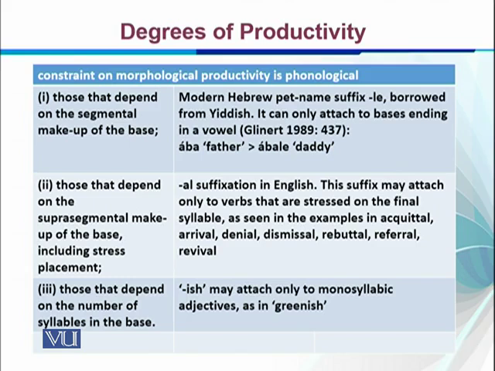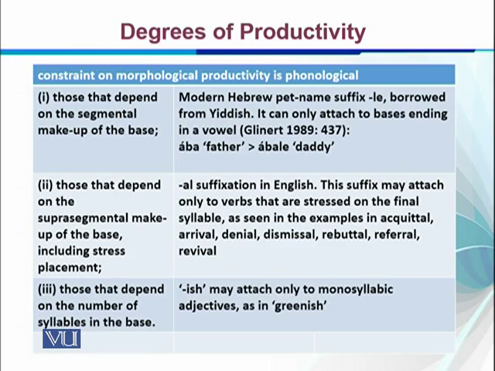Similarly, second, those that depend on the suprasegmental makeup of the base, including stress placement. Sometimes the suprasegmental features, the features superimposed on a base like stress, determine whether the word is to attach with a certain segment or not. Suffixation in English is an example of a suprasegmental feature. This suffix may attach only to verbs that are stressed on the final syllable. For example, arrive. The syllable rive is stressed, so you can add al, arrival. Similarly, denial, dismissal, rebuttal, etc.